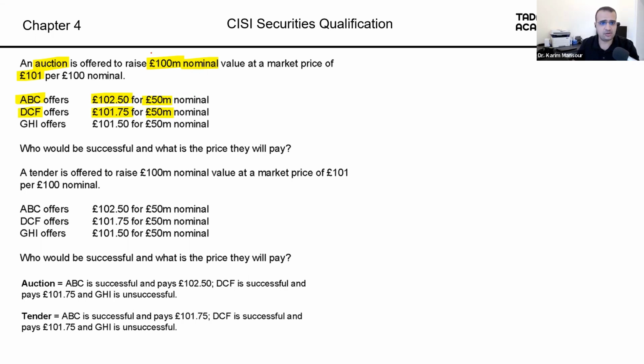Remember, the government is looking to raise 100 million nominal. So the best two prices are these, because 50-50, that's 100, done. That's how much we intend to raise, 100 million nominal. So whatever GHI has offered, I'm sorry, we cannot accept you because the best two offers have completed the auction. So ABC, DCF offered these prices. They won the auction. How much are they going to pay? Since this is an auction, they will pay what they offered.